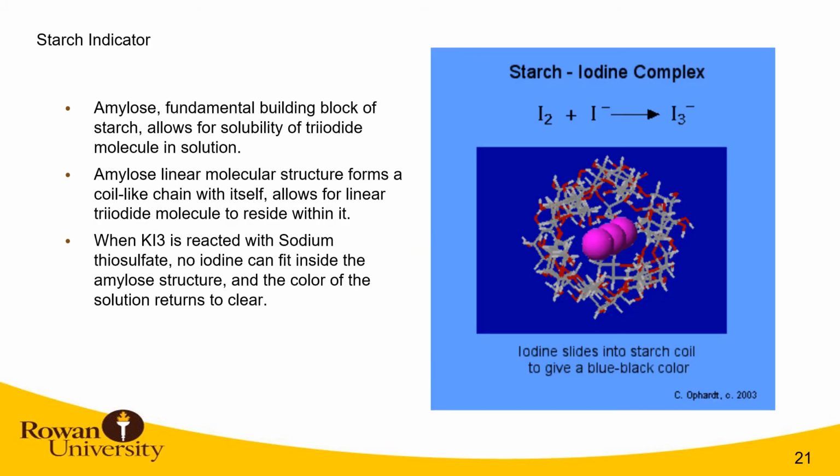Okay, so if you remember from the last slide, reaction 2 was the formation of triiodide. This is actually how the color changes. When the triiodide is formed, it's able to slide into the amylose component of starch, whose structure is actually a long coil, and that makes the iodine soluble in the vessel. When the triiodide is destroyed and it becomes I2 again, it is no longer soluble in the starch, and it changes the color from blue to clear.